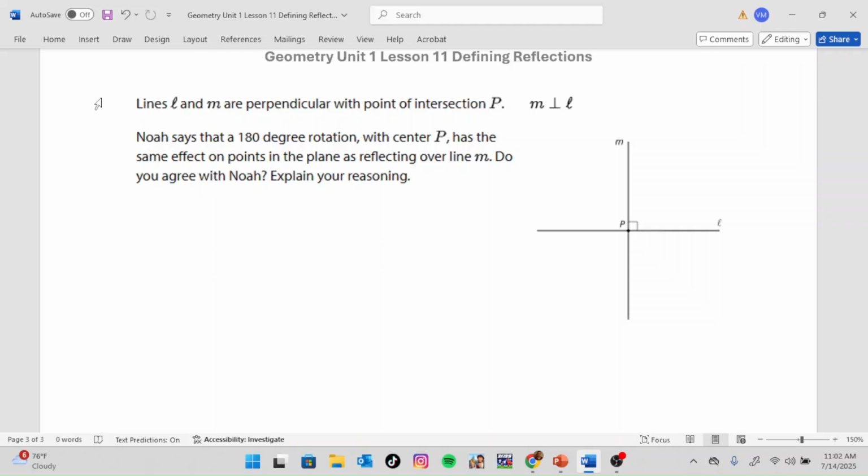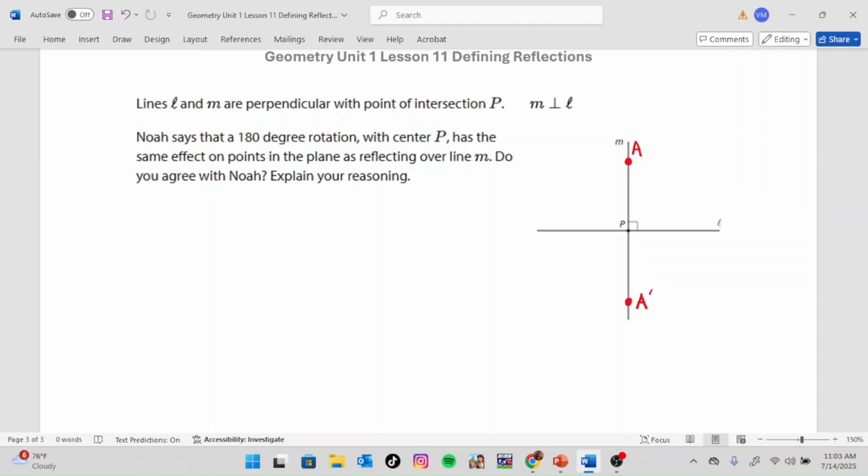So let's go ahead and try the 180-degree rotation first. And I'm going to do this with 3 different types of points. Point A, I'm going to put on line M. If I do a 180-degree rotation, it's going to come around, and now A prime is going to be down here at the bottom.